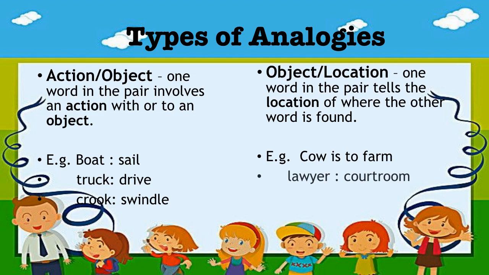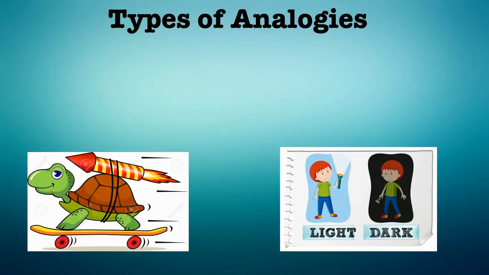Then back to object location. The lawyer will be the object. The location where you will find the lawyer is in a courtroom. So lawyer is to courtroom. Then we have student is to school. Student will be the object, and the location you will find the student is at school. Everybody understands? Good job. Let's keep going.